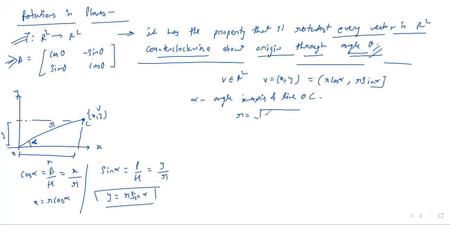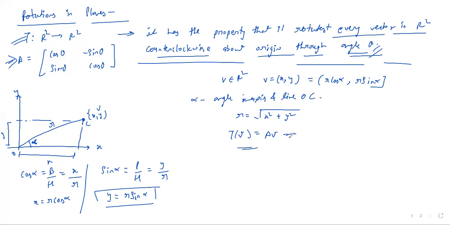R is the root of x squared plus y squared. Now we'll apply the matrices as a linear transformation. We have studied that, and that is T of v vector equals A v. That's what we do in the matrices linear transformation. This is my corresponding transformation.